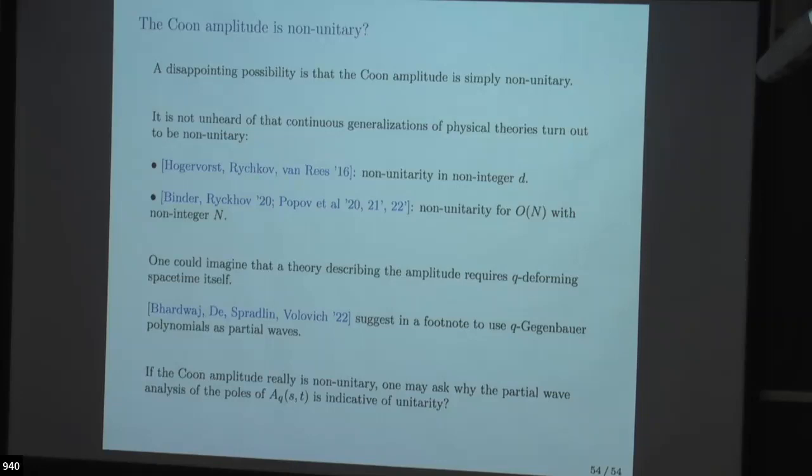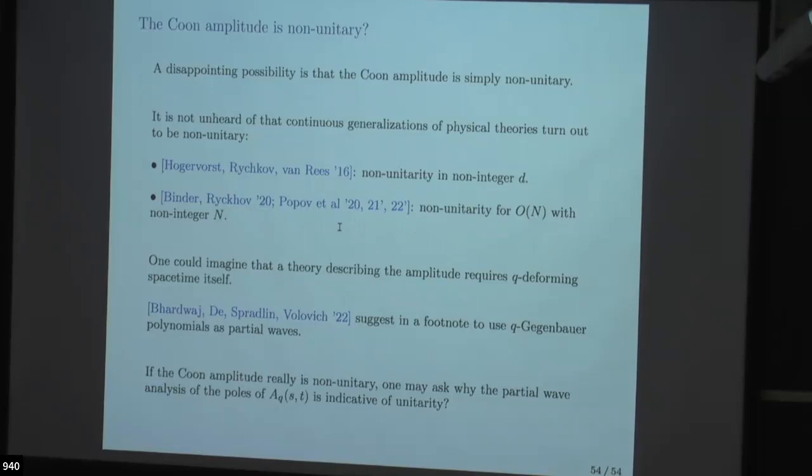Yeah, and then finally, I guess we also have to admit the possibility that the Coon amplitude might just be non-unitary. At least we know that when you have some theory and you try to generalize it continuously, there might be some non-unitarity which is well hidden. Like in the case of continuous dimensions, we have these evanescent operators, which you might not notice at first. If you take an O(N) model, you can get these spooky operators, as they were labeled in these papers. And you could also imagine that to get the Coon amplitude, you have to q-deform space-time itself.